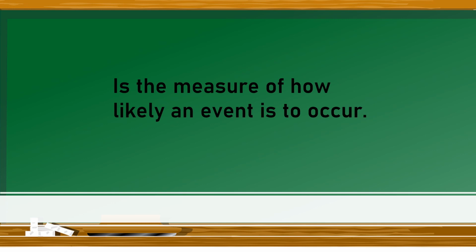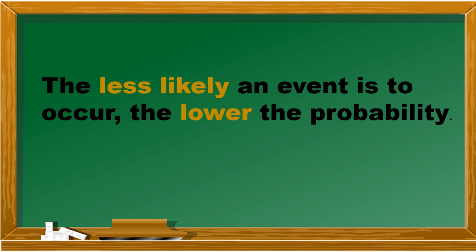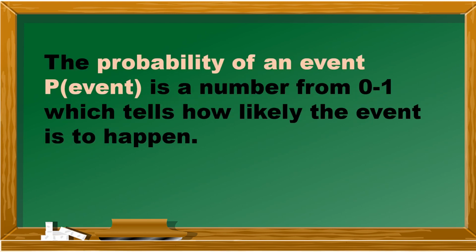Let us summarize what we have learned today. Remember that probability is the measure of how likely an event is to occur. The more likely an event is to occur, the higher the probability. The less likely an event is to occur, the lower the probability. Let us remember this formula: the probability of an event is equal to the number of favorable outcomes divided by the number of all outcomes. The probability of an event, or P of event, is a number from 0 to 1, which tells how likely the event is to happen.